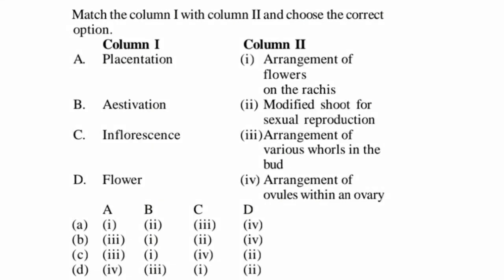Next question. Match the column 1 with column 2 and choose the correct option. Okay, in column 1, placentation, estivation, inflorescence, flowers are given, whereas in column 2 its explanation is given. So placentation, we all know that it is nothing but arrangement of ovules within an ovary. So A should be fourth one. So we got the answer itself, that is D. Option D is the correct one. Let us see estivation, that is arrangement of various whorls in the bud. Okay, so that is 3. B is 3. C, inflorescence, arrangement of flowers on the rachis. So that is C is 1. Flower, that is modified shoot for sexual reproduction. So option D is correct for this question.